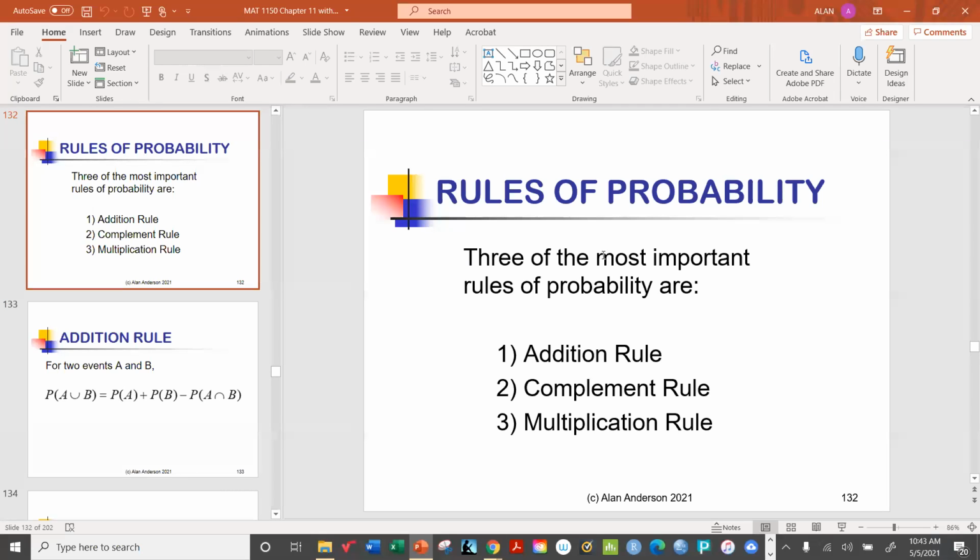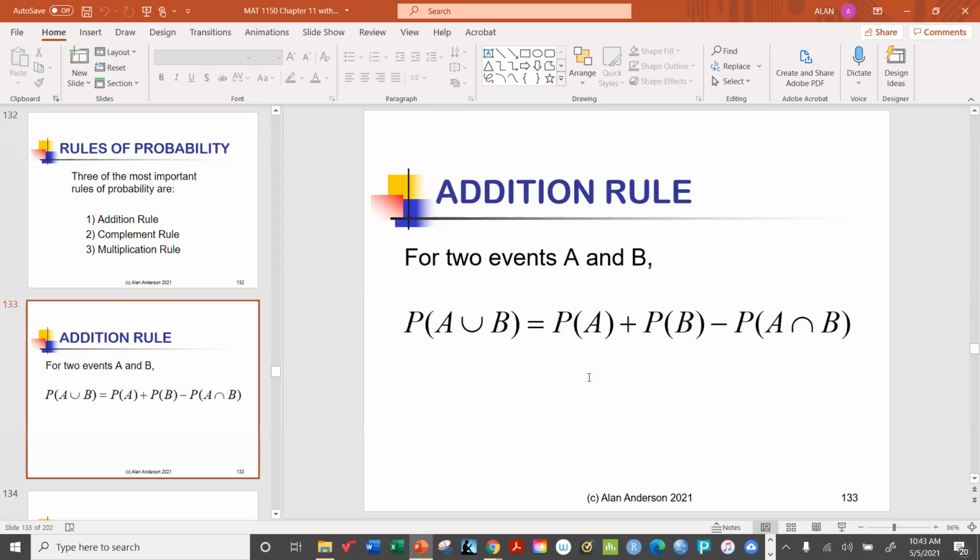These enable us to calculate probabilities for fairly complicated situations, more so than just rolling a die and seeing how many times it turns up even. When we have a more complicated situation, we need a set of rules to help us determine what to do. So we'll start with the addition rule, and you'll see it's pretty straightforward.